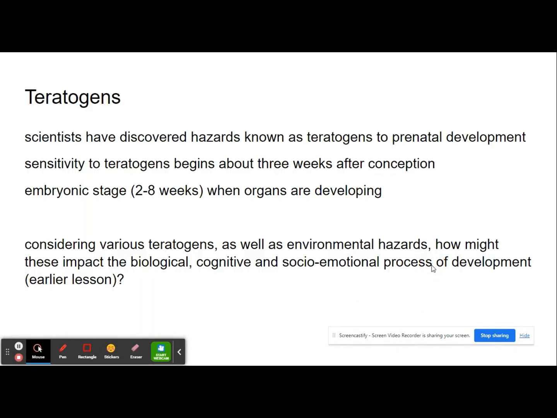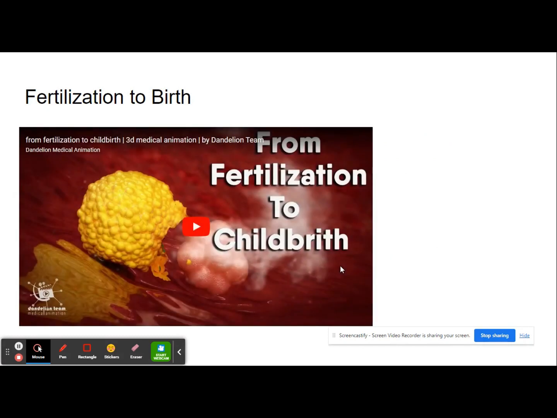Teratogens. Scientists have discovered hazards to prenatal development known as teratogens. Sensitivity to teratogens begins about 3 weeks after conception. The embryonic stage, 2 to 8 weeks, is when the organs are developing. Considering various teratogens as well as environmental hazards, how might these impact the biological, cognitive, and socio-emotional processes of development from our earlier lesson? So, fertilization to birth.